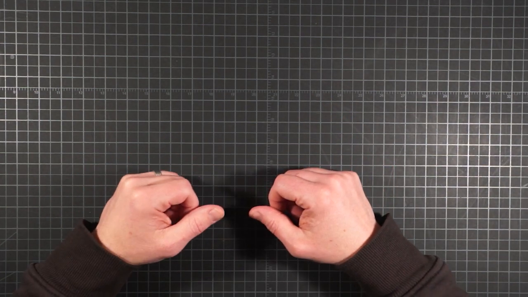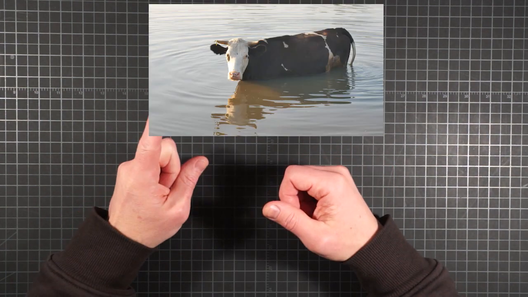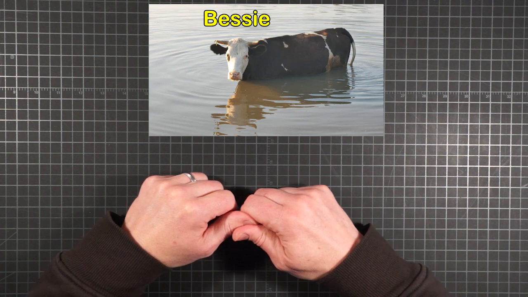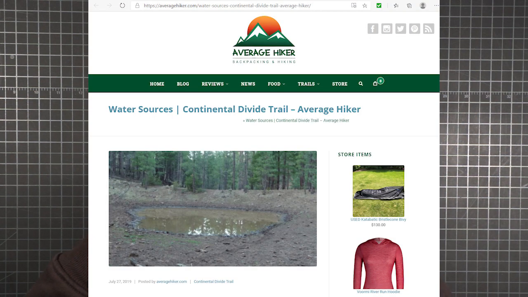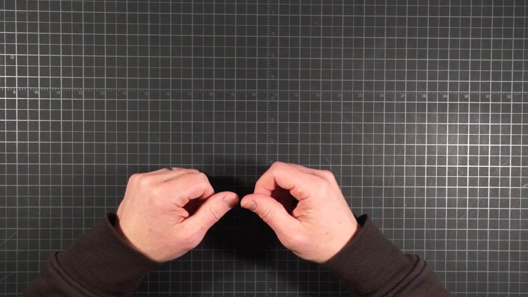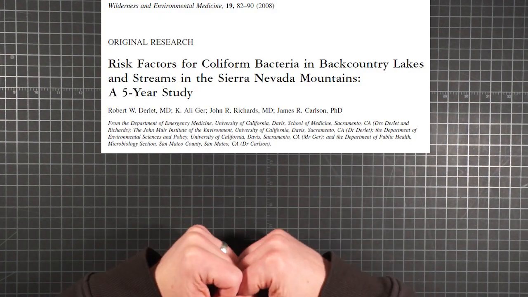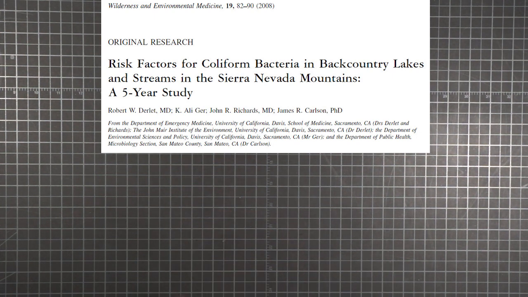However, beaver water isn't the worst it gets. Cow water is. And recalling from part 1, Average Hiker had a blog post on how sketchy some of the water sources can be on the Continental Divide Trail. Now, hikers share this muddy puddle with the cattle that drink from and defecate in that water. Well, this original research, published in Wilderness and Environmental Medicine, was a 5-year study of the risk factors for coliform bacteria in the backcountry lakes and streams of the Sierra Nevadas.